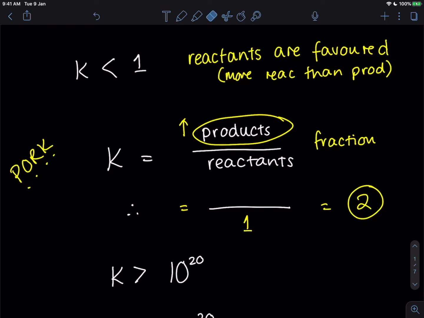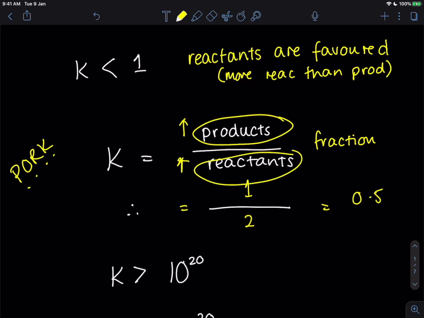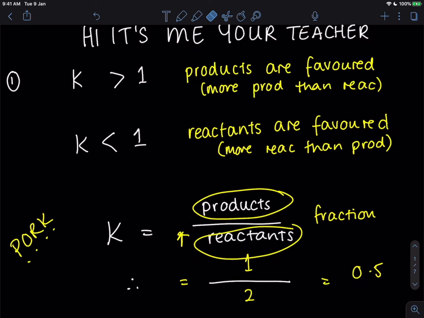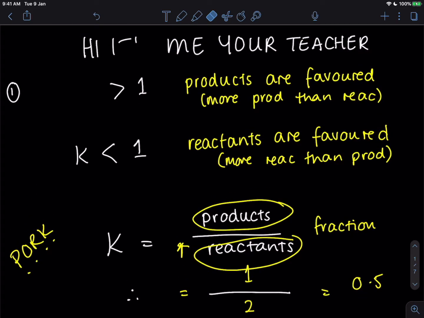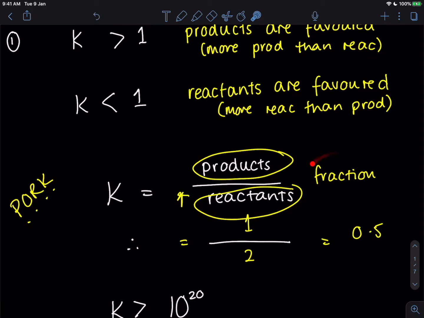Conversely, if the bottom of my fraction increases, the value of my fraction decreases. So if my reactants increase, that means that my K value is going to decrease. So if reactants are favored, the concentration of reactants is greater than that of the products, that means I'm going to have a smaller K. It's going to be less than 1. So that's why these statements are true if we think about it this way. So think about it like a fraction.